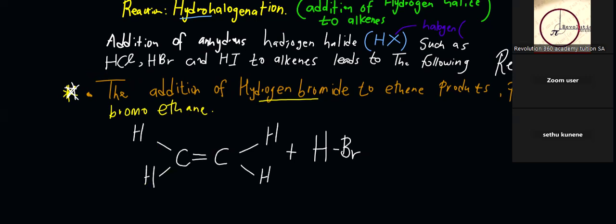Why? Because all those are halogens in group 17. So the addition of hydrogen bromide to ethene, you understand that this is the structural formula of what? Of ethene. The product, it produces what? Bromoethane. When we say it produces, it means it will undergo a chemical reaction whereby it produces bromoethane.